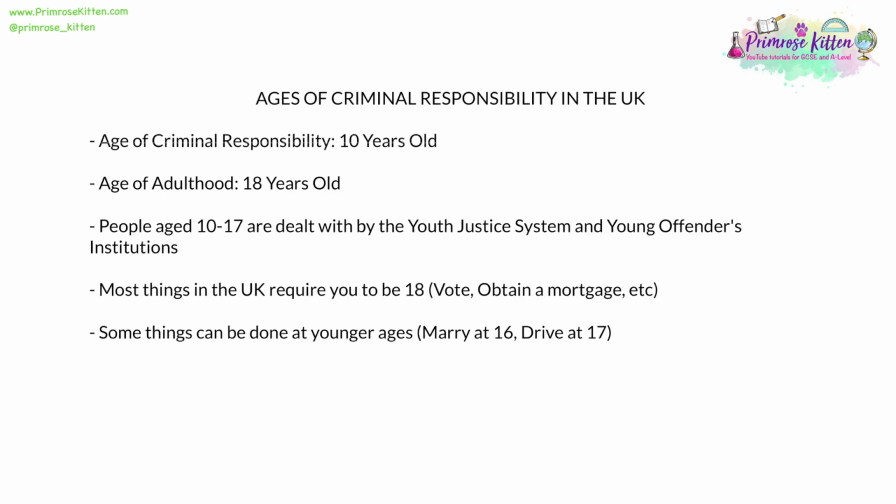In the UK, the age of criminal responsibility is 10 years old. This is the age at which you are responsible for your own actions, especially if they are criminal. The generally accepted age of adulthood is 18 years old. People between these ages are dealt with by the youth justice system and young offenders institutions. And most things in the UK require you to be 18, obtaining a mortgage and voting, for example. But some things can be done at 16, such as getting married, or 17, such as learning to drive.